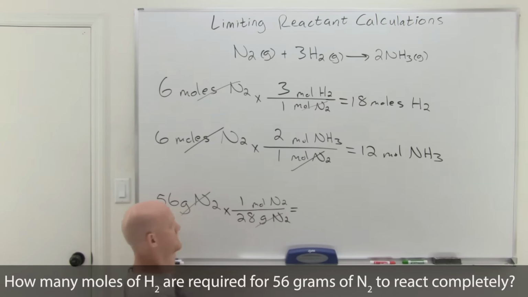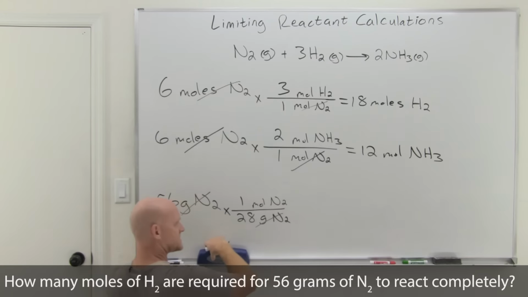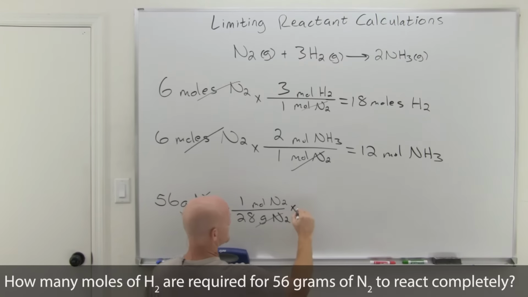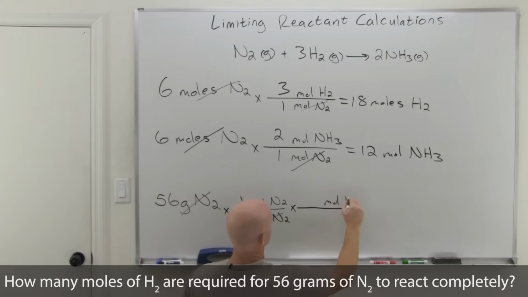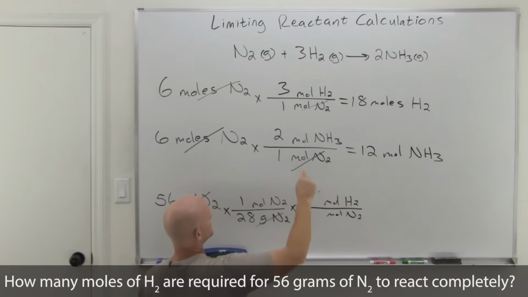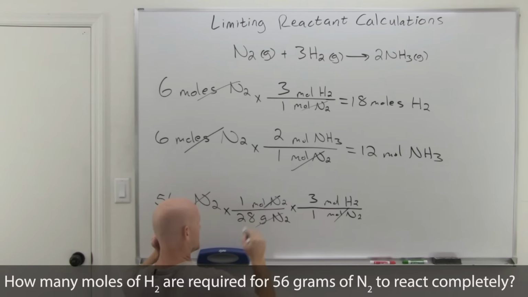So in fact, 56 divided by 28 is indeed exactly 2 moles, but let's not stop there. And let's not break this up into multiple calculations. We'll take this a step further, and we can now convert it to moles of H2. We'll divide by moles of N2. That's our mole-to-mole ratio, and again, that comes from the coefficients. We get 3 moles of H2 that are required for every 1 mole of N2 we use up as well.